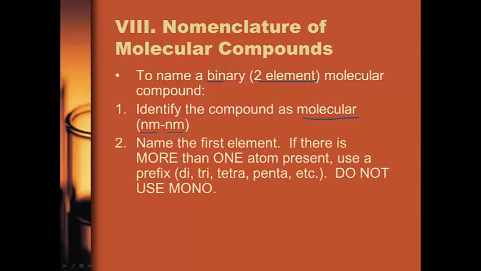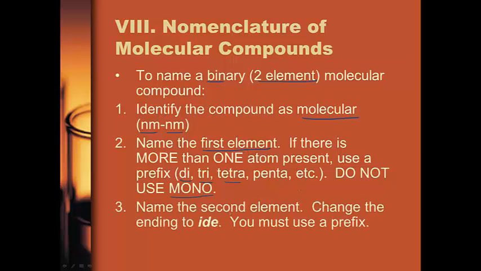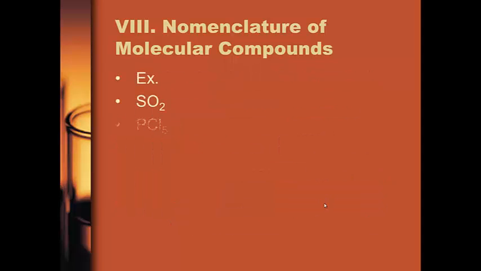Now, molecular compounds are super simple to name. All you do, look at the formula, name the first element. If there's more than one of them, use a prefix. If there's only one of them, you don't use any prefix. Do not use the prefix mono in front of the first element. Name the second element. Change the ending to "ide." And you must use the prefix. So even if there's only one of the elements, you have to use mono or mon in front of it. So let's try a couple.